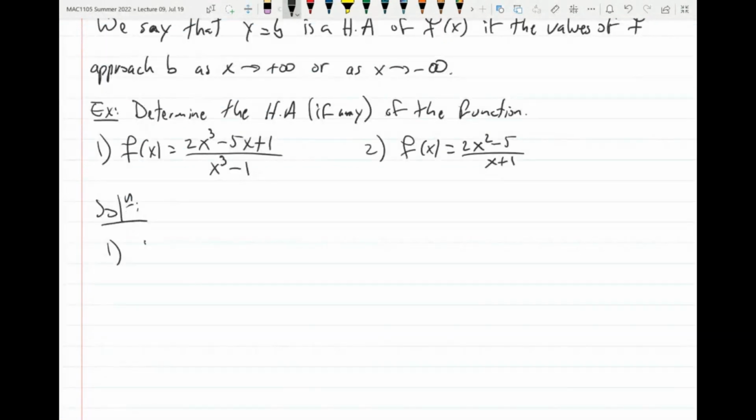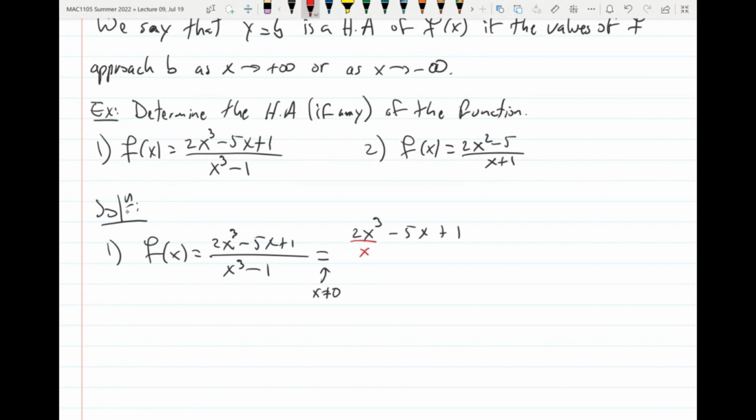So let's see, for the first one. We have the function (2x cubed minus 5x plus 1) over (x cubed minus 1). And we apply the same idea that we did before. Because we're interested in end behavior, x is away from 0, so I'm free to divide top and bottom by the same thing. In this case, we divide by the highest power, which is x cubed. So let's divide everything by x cubed, as long as x is different than 0.